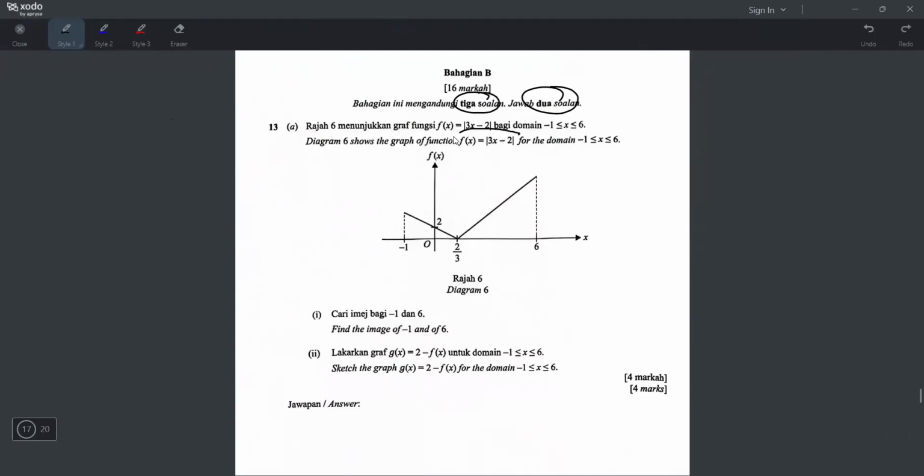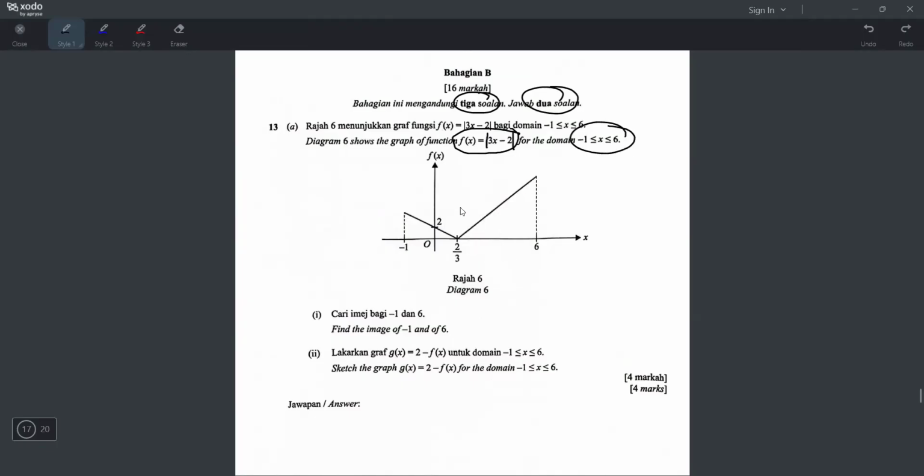Diagram 6 shows the graph f(x) equals modulus 3x minus 2. When the equation has modulus, it will look like a V shape. Because if you remove the modulus, it's actually a straight line, right? y equals mx plus c. Okay, it's actually like this. But with the modulus, the negative part of the graph will reflect on the x-axis. That is why it becomes like a V shape.